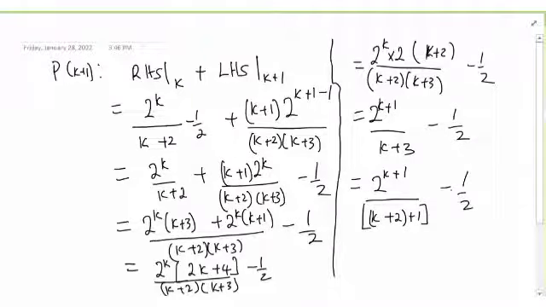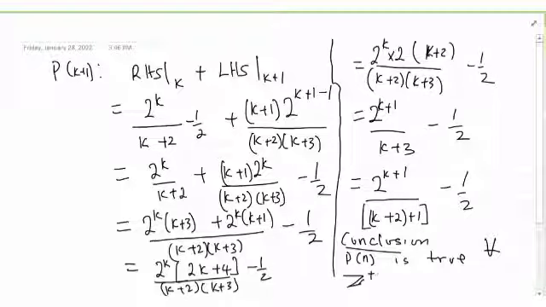So here we have shown that the statement is true for k plus 1. So the last step is the conclusion. Our conclusion now is that P of n is true for all positive integers. So it means that P of n is true for all positive integers. This sign here means for all. So that is how to prove by mathematical induction.